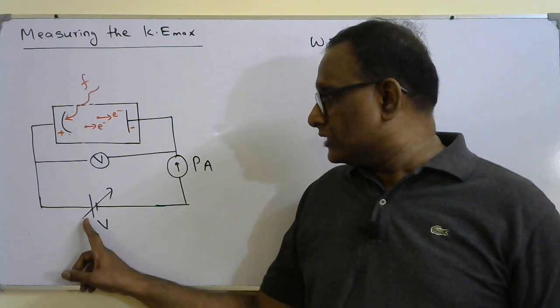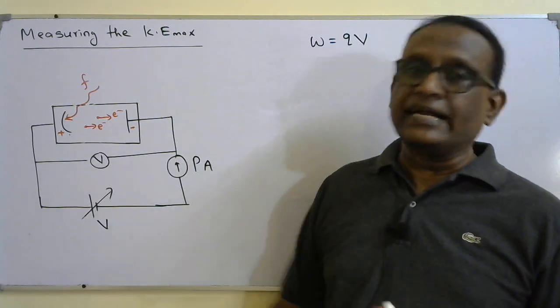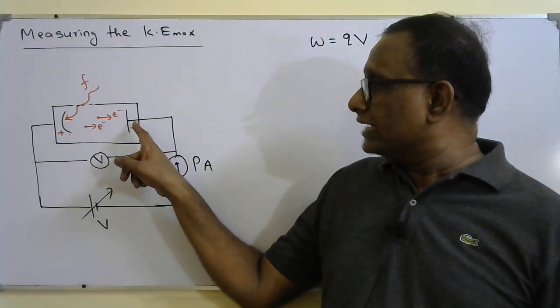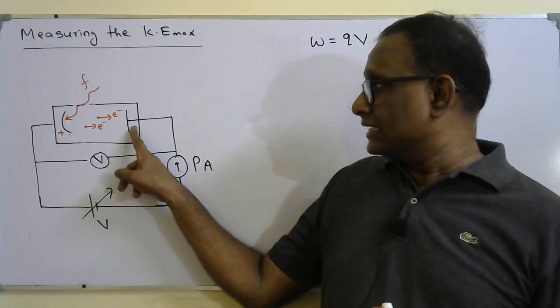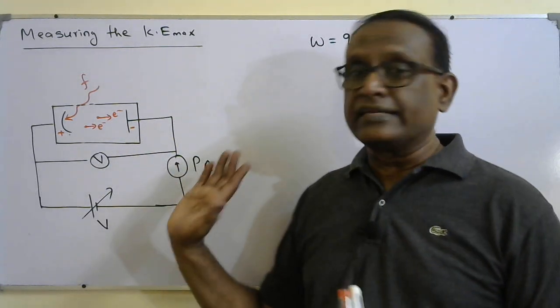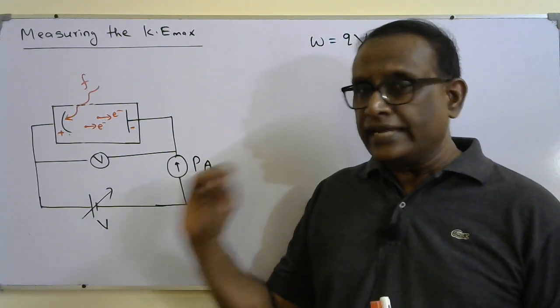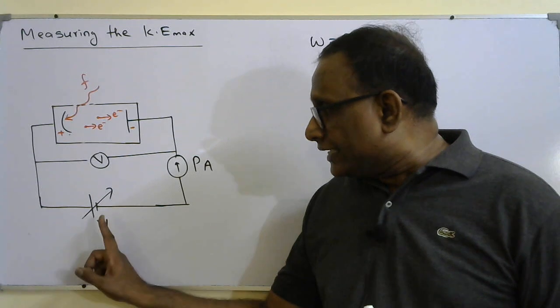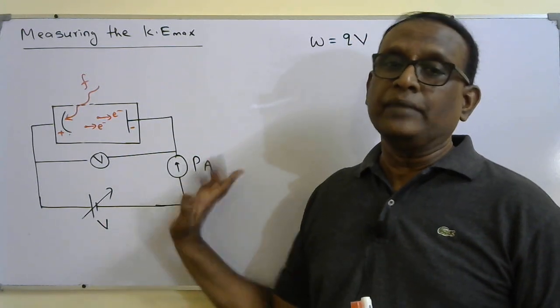So when increasing the opposing voltage, gradually electrons are losing their kinetic energy. So the number of electrons collected by the collecting electrode per second will decrease. The rate of flow of photoelectrons will decrease. The picoammeter reading will decrease. So you increase it gradually, slowly and carefully. At a particular voltage, what happens? The picoammeter reading will become zero.